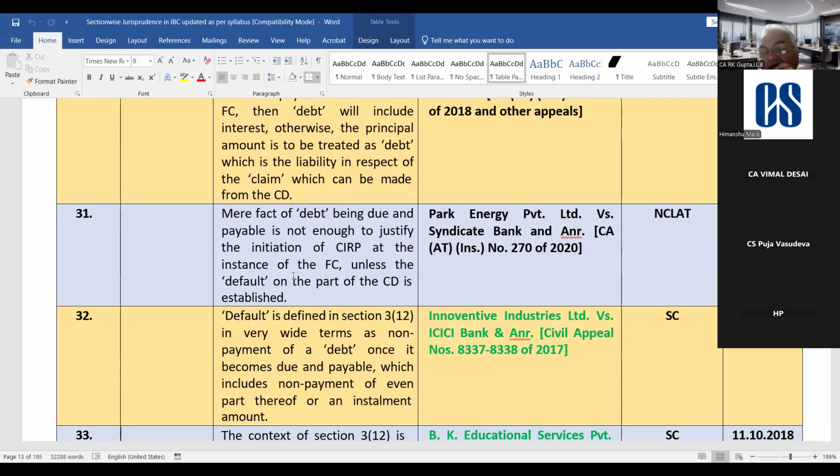और डिफॉल्ट is defined in section 3 subsection 12 in very wide terms as non-payment of a debt once it becomes due and payable. तो डिफॉल्ट कहां डिफाइंड है? सेक्शन 3 सबसेक्शन 12 में। तो default is defined in section 3 subsection 12 in very wide terms as non-payment of a debt once it becomes due and payable, which includes non-payment of even part thereof or an installment amount. So even if a part is due, so then also it is considered as default.